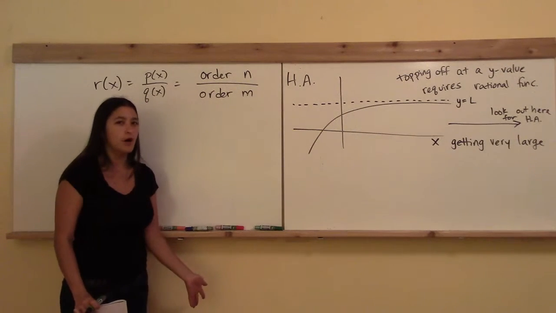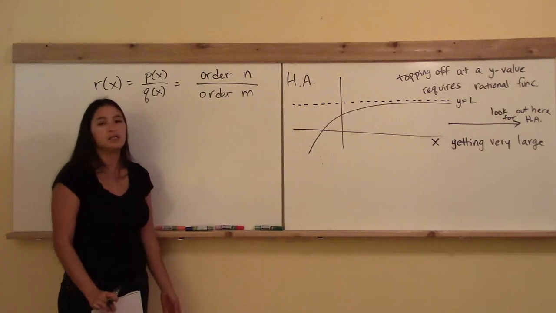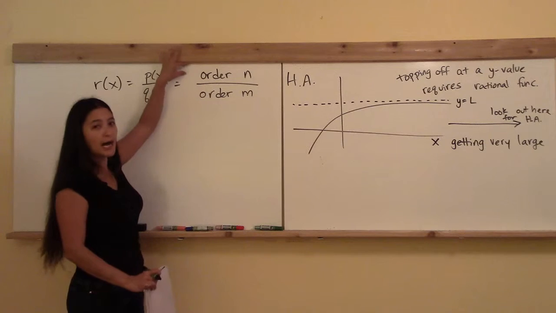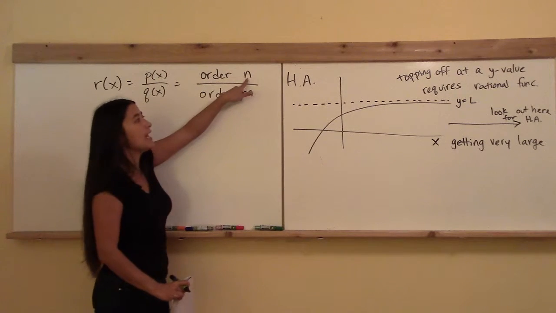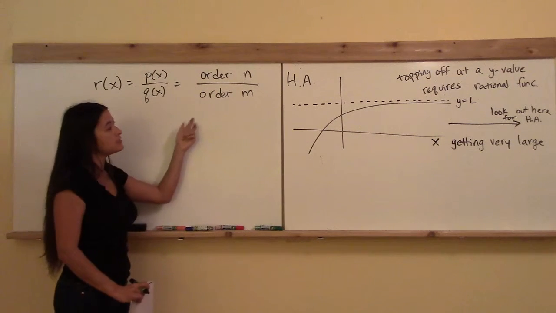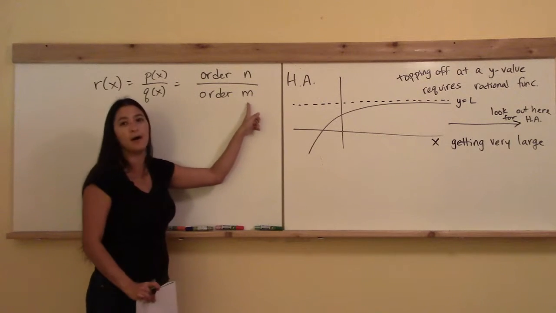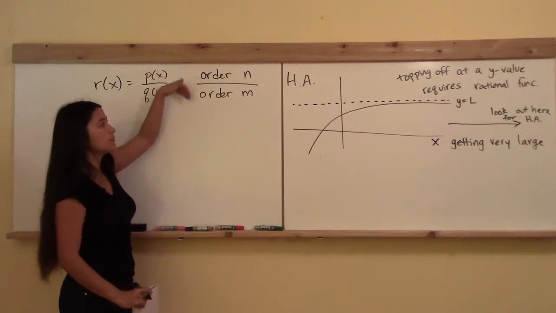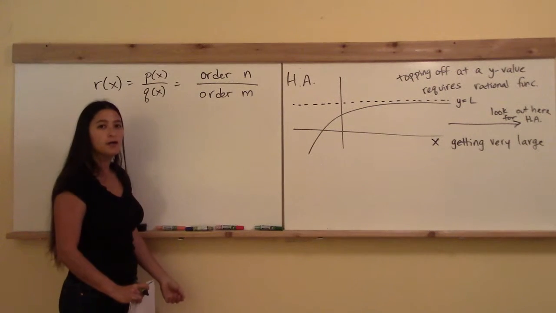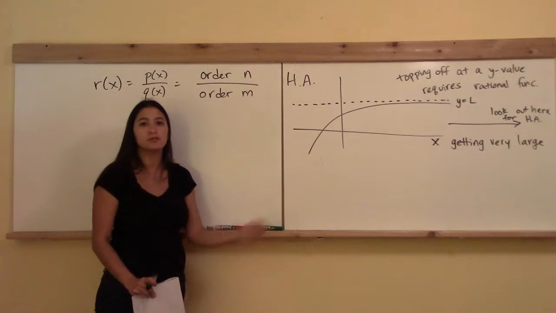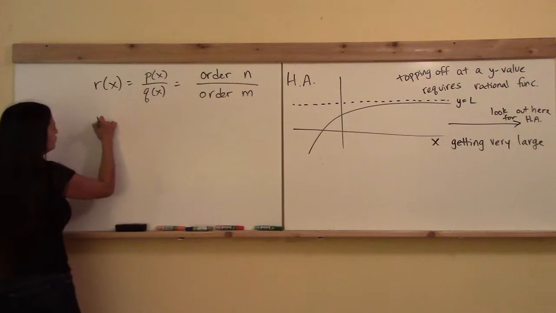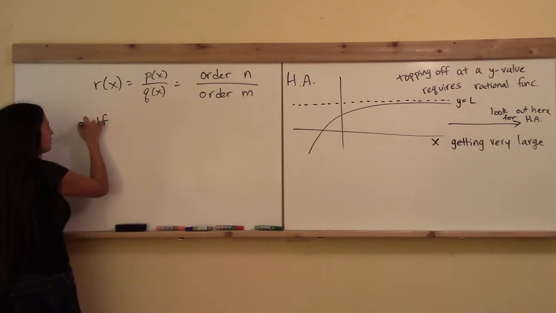The order of a polynomial is the very highest power of x that we see. Okay, so let's say on top, the very highest power of x that we see is n. On bottom, the highest power of x that we see is m. Now we're going to compare which one of these polynomials, on top or bottom, has a higher power, and that will determine what type of horizontal asymptote, if any, is going to occur. Okay, so there's going to be 3 different cases.